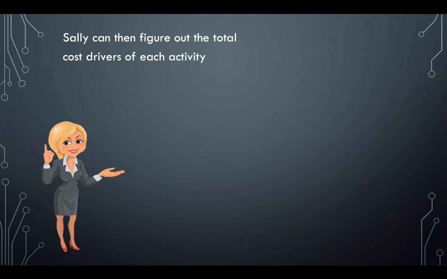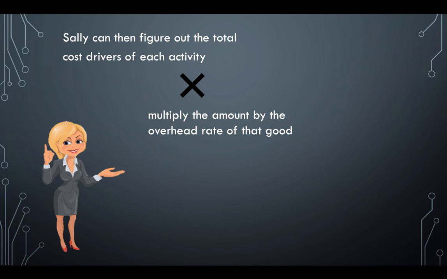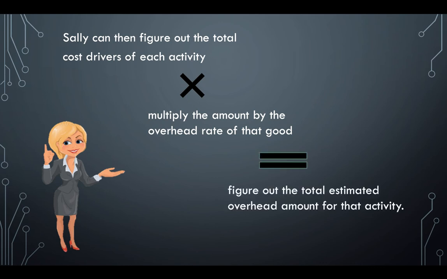Sally can then figure out the total cost drivers of each activity there is, and multiply the amount by the overhead rate of that good to figure out the total estimated overhead amount for that activity.